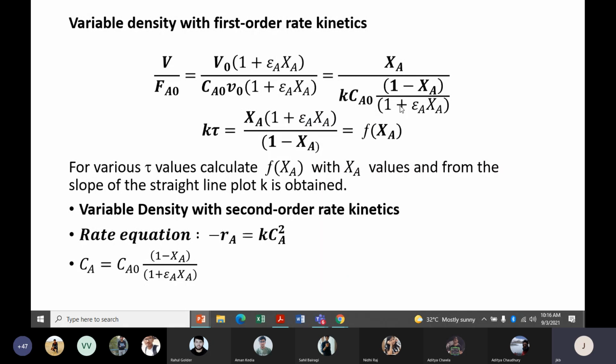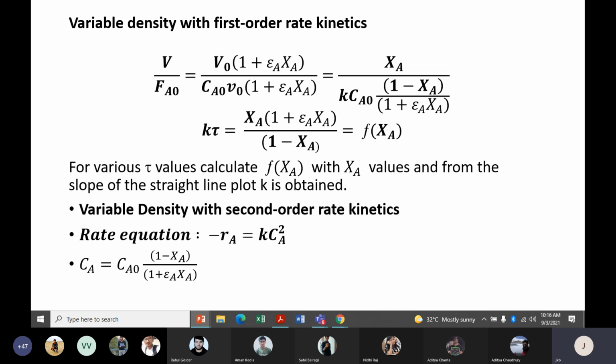This is the case of variable volume reaction. If it is not variable volume, a constant volume system, then you neglect this term 1 plus epsilon XA. So epsilon will be 0 for a constant volume reaction. You consider variable volume reaction mainly for gas phase reactions, and for liquid phase reactions you always assume epsilon A is equal to 0. In the case of liquid, there would not be any volume change.